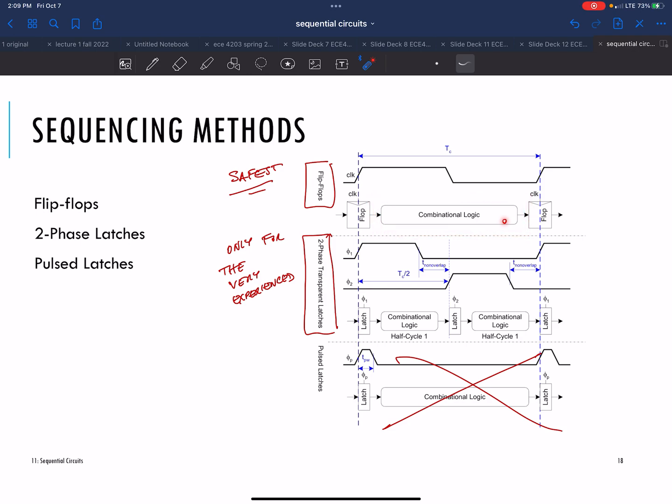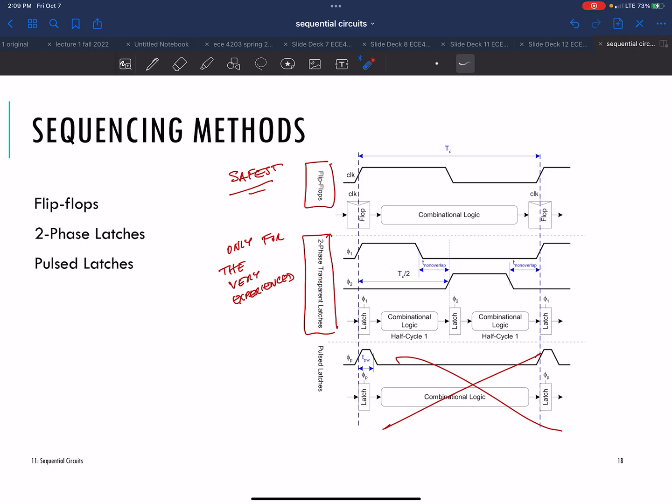If the delay through this combinational logic is longer than this clock period, then you don't know what's going to get sampled by that clock. Some intermediate weird value will get sampled and sent to the next stage. So you don't want that to be the case.